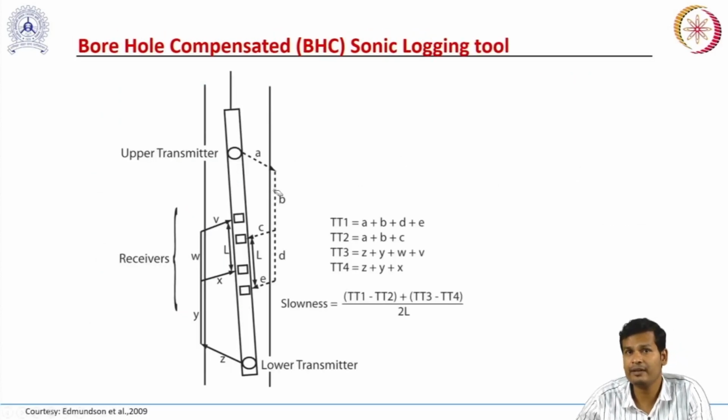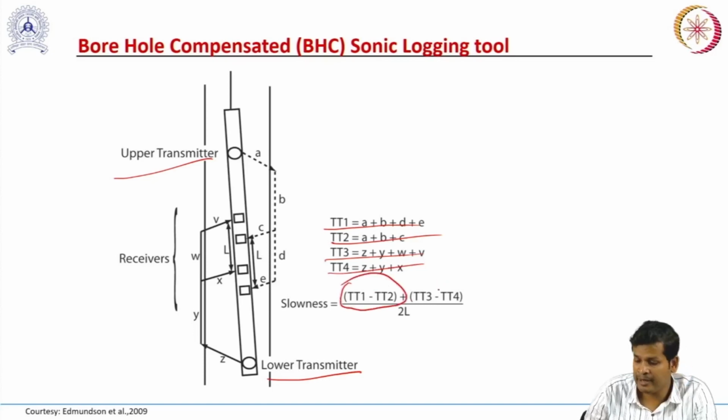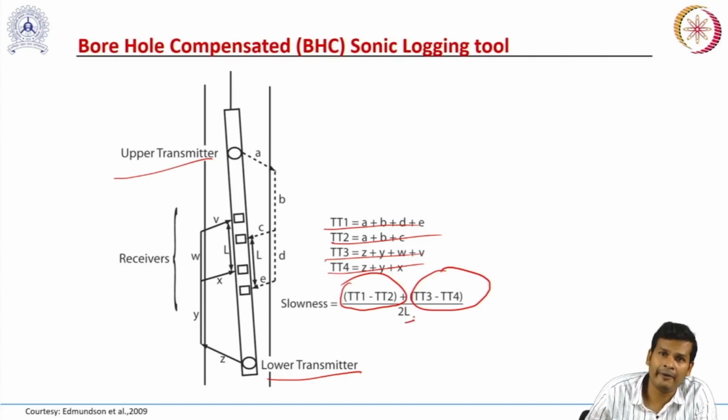So in this figure, we can see again we have the lower transmitter and upper transmitter. These are travel times at different receivers. Okay. So by taking one set of transmitter and receiver into account, and by taking another set of transmitter and receiver into account, we are calculating two travel times inside the formation. When they are divided by the length, it is going to give us our interval transit time, and we are dividing by 2 to do the averaging.